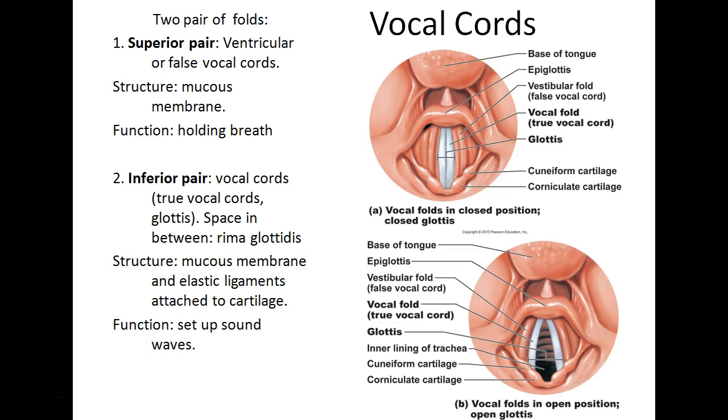We then have vestibular ligaments that extend between the thyroid cartilage and the arytenoid and corniculate cartilages. These vestibular ligaments are going to be covered with mucous membranes, and those are going to form vestibular folds. So these vestibular folds do not produce sound. They are sometimes called false vocal cords.